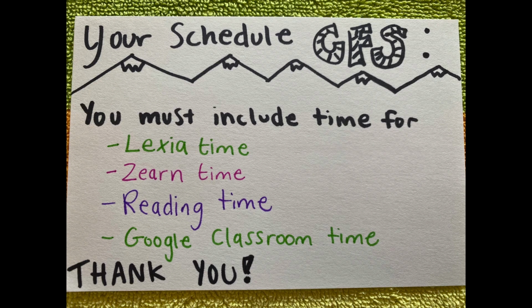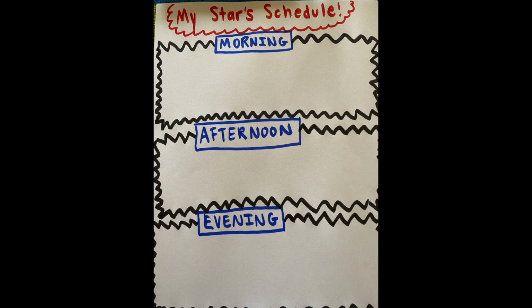Now, the first thing you have to have, you need to make sure that you include all of these things. Your schedule is not complete until you have given yourself time to complete Lexia, Zern, reading, and Google Classroom. Every single schedule should have Lexia, Zern, reading time, and Google Classroom. These can be in any order you wish. Your schedule and someone else's schedule are not going to look the same because you are different people. You want your days to be different, and guess what? If they look similar too, that's okay.